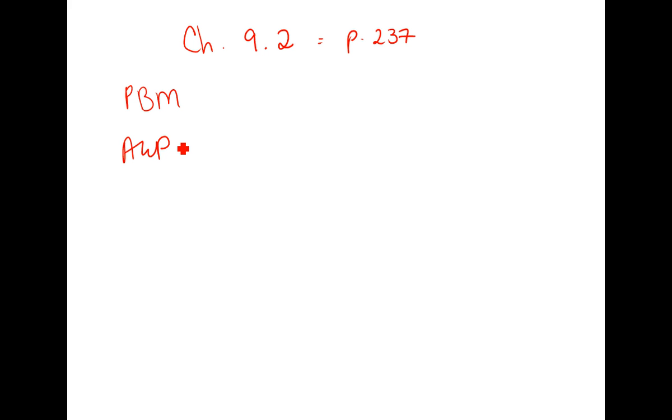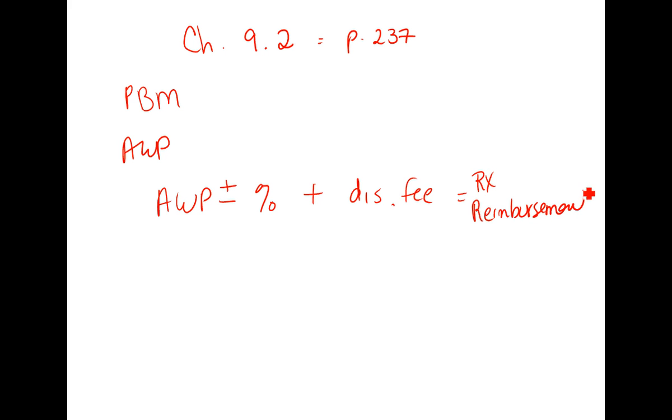Okay, so with that formula, one of the main formulas we're going to look at is that average wholesale price. So you take the average wholesale price plus or minus, because it depends on what you're looking for, the percent, plus add the dispensing fee. That's going to equal your prescription reimbursement. Okay, so it's one of the simpler ones.